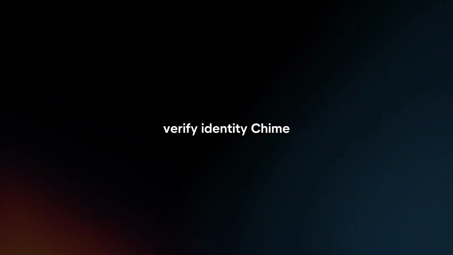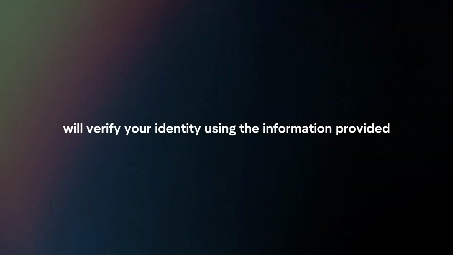Sign up. Open the Chime app or website and select the option to sign up for a new account. You will be prompted to provide personal information such as your name, email address, date of birth, and social security number. Verify identity. Chime will verify your identity using the information provided.